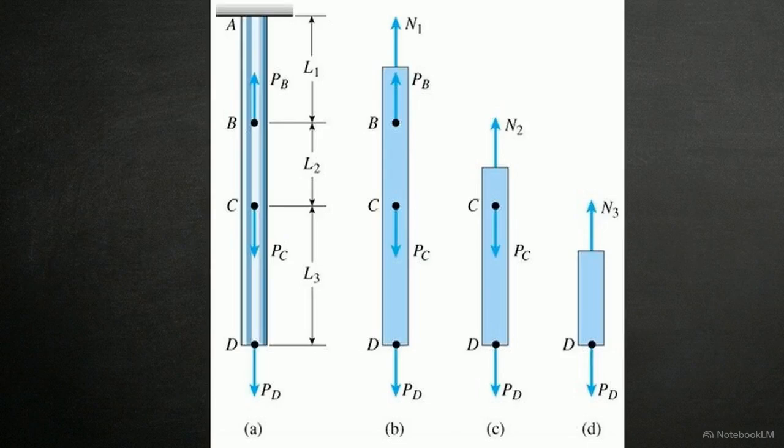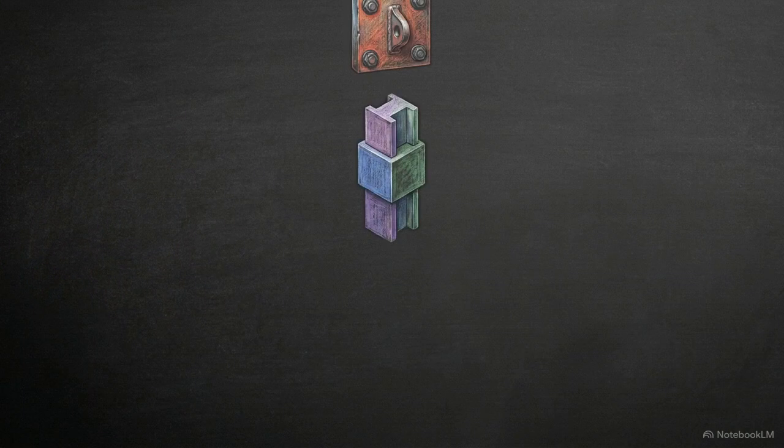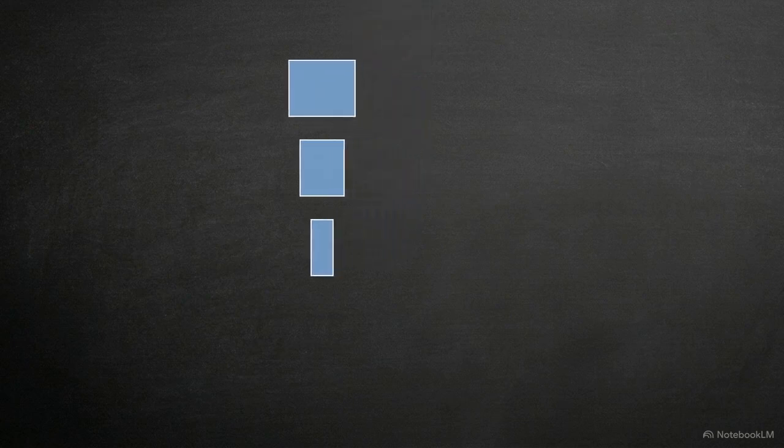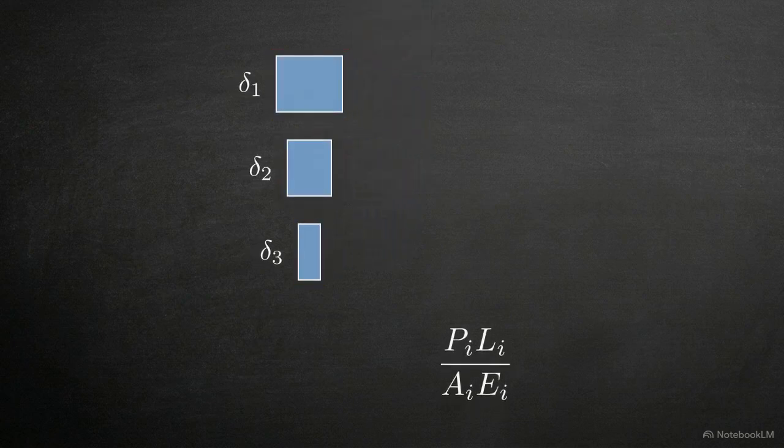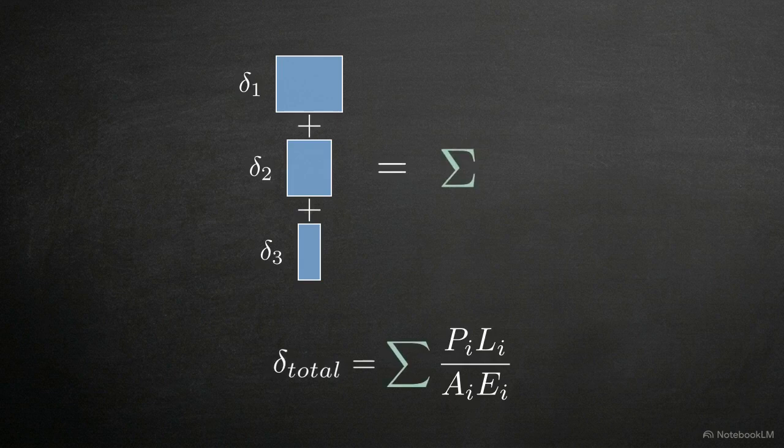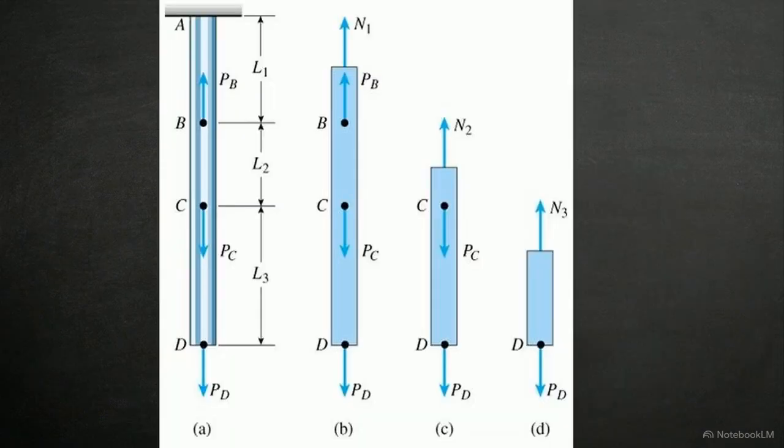This diagram introduces a more complex scenario, a composite or stepped bar. This structure consists of multiple segments, each potentially having its own length, area, and material properties. To find the total stretch for this system, we use the rule of superposition. We must isolate each individual segment, find its specific deformation, and then sum those values together. Isolating these segments requires drawing free body diagrams. By making an imaginary cut through each section, we can solve for the internal resisting forces, labeled here as N1, N2, and N3, that keep each segment in equilibrium.